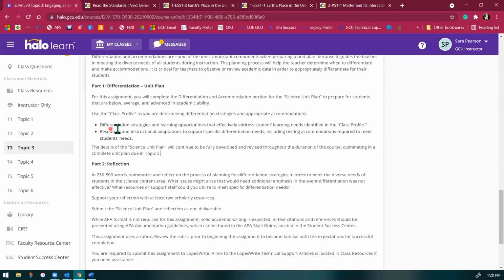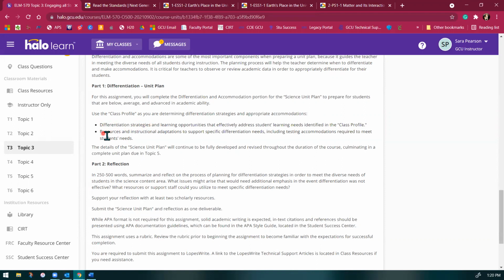When I think about differentiation strategies, it would be a strategy I employ to support all learners. For example, I might give students a small group lesson, or I might do something such as use visuals.